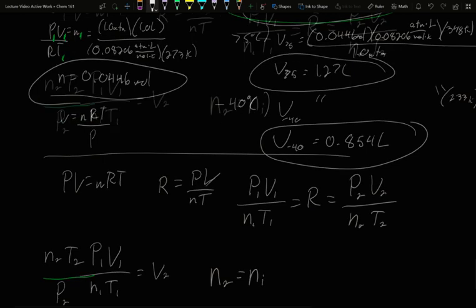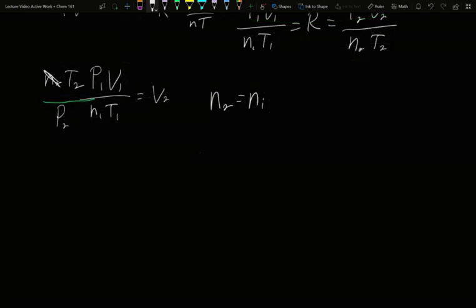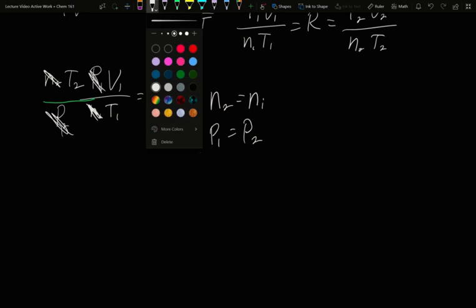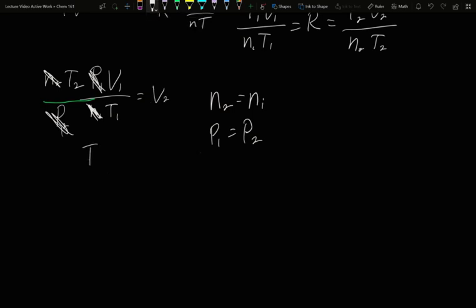They're the same number. They were 0.0446. Well, that just means N2 and N1 cancel out. And our pressure, it was 1 atmosphere both times, so the starting and final pressure cancel out. Our pressure 1 was equal to pressure 2. They were the same. Which means this equation really just breaks down into temperature 2 times volume 1 over temp 1 is equal to volume 2.